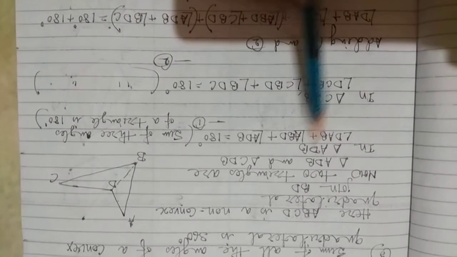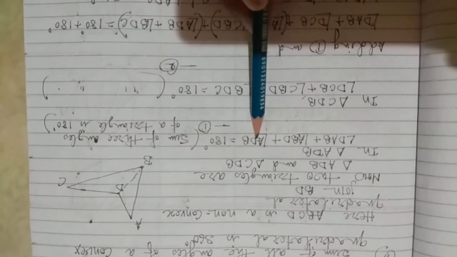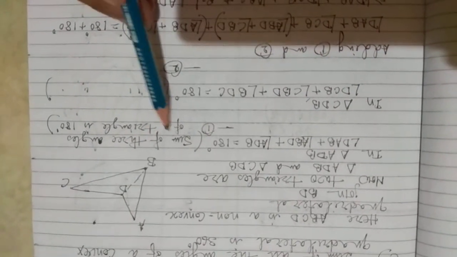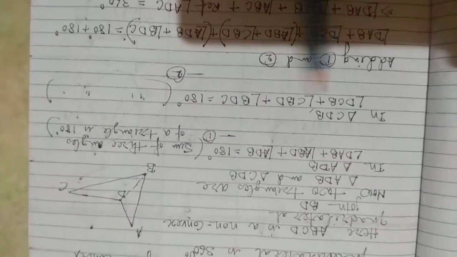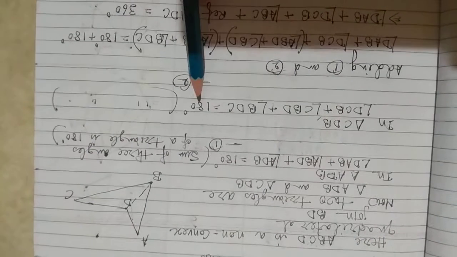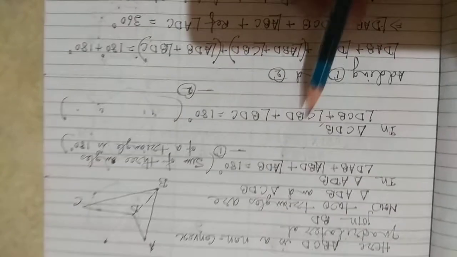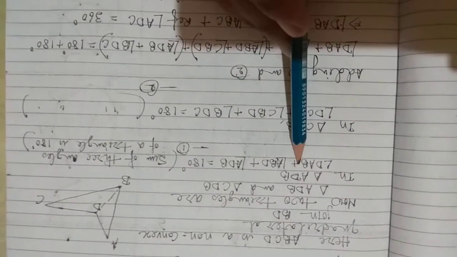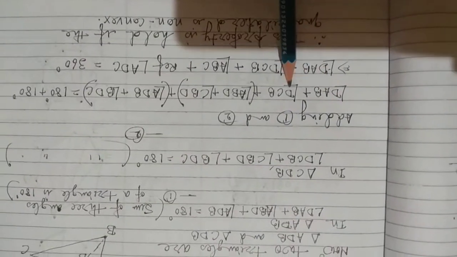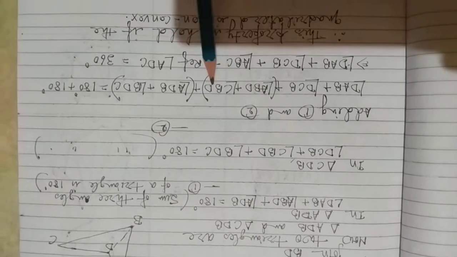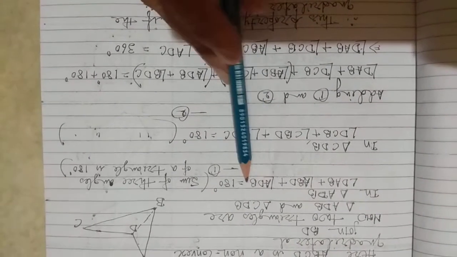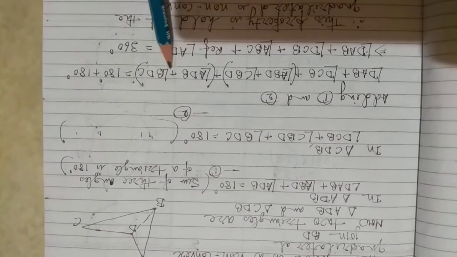Now adding these 2 relations. In triangle ADB, the sum of these 3 angles is equal to 180 degrees, because we know that the sum of the 3 angles of a triangle is 180 degrees. And in triangle CDB, the sum of the 3 angles is 180 degrees with the same reason. Now adding 1 and 2: DAB plus DCB, plus (ABD plus CBD), plus (ADB plus BDC) equals 180 plus 180 degrees.